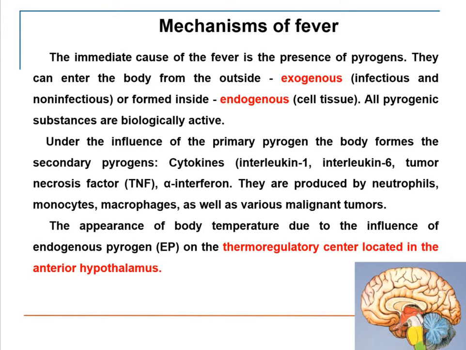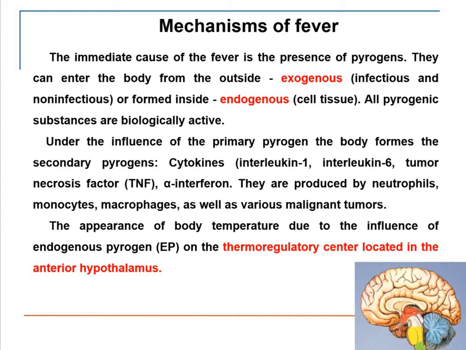Main mechanisms of fever. The immediate cause of the fever is the presence of pyrogens. They can enter the body from the outside, exogenous, in case of infectious and non-infectious diseases, or be formed inside, endogenous, from cell tissue. All pyrogenic substances are biologically active.